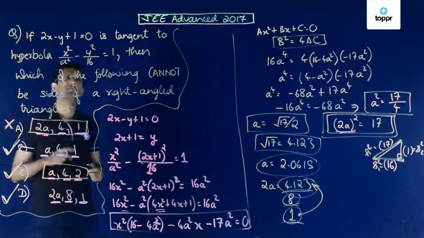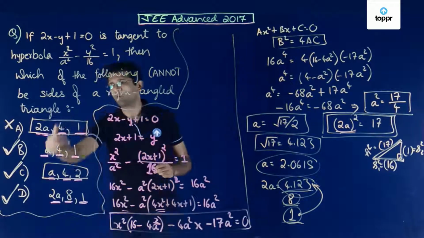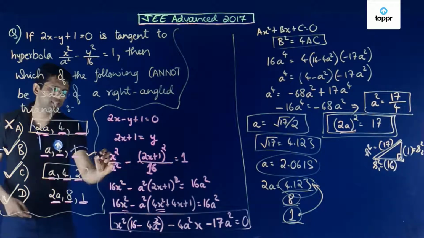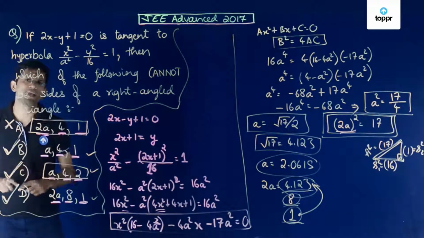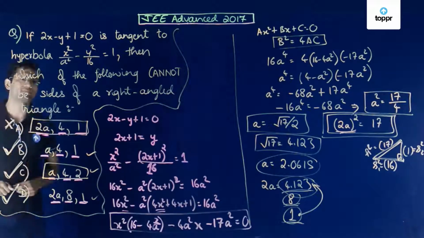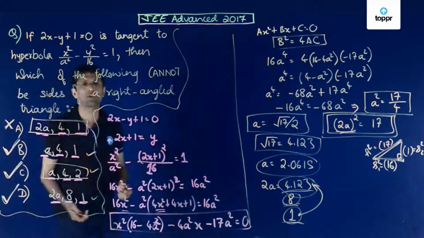So now we have the final answer as, out of these four options, we have option B, option C and option D as not representing the sides of a right angle triangle, and so the answer to this question is option B, C and D. So we take these three options and our question is solved.